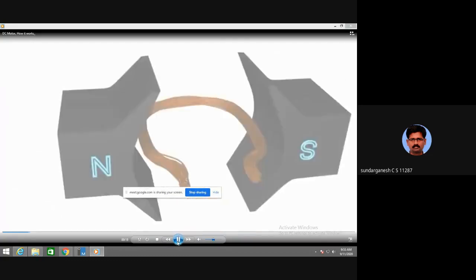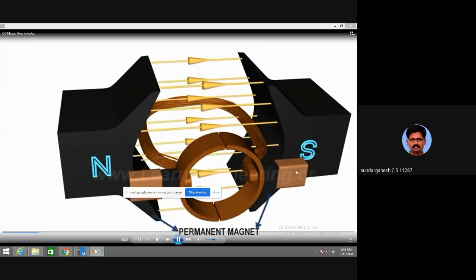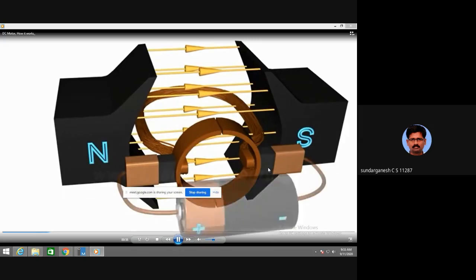This is the working of a DC motor. The north and south poles provide the magnetic field. This is the commutator. These are the brushes. For the north and south poles, here they are using a permanent magnet, but in motors they use only electromagnets. Okay.